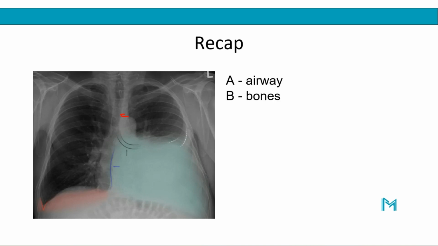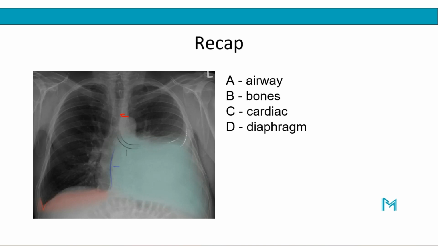B for bones, which is your clavicle, ribs, and sometimes the scapula is visible. You can see that in your vertebrae. C for cardiac silhouette. You look for the right and left margin. You comment on the cardiothoracic ratio if you can obviously see the margins of the heart. If you can't, you state that you can't, and you give the reason why you can't.